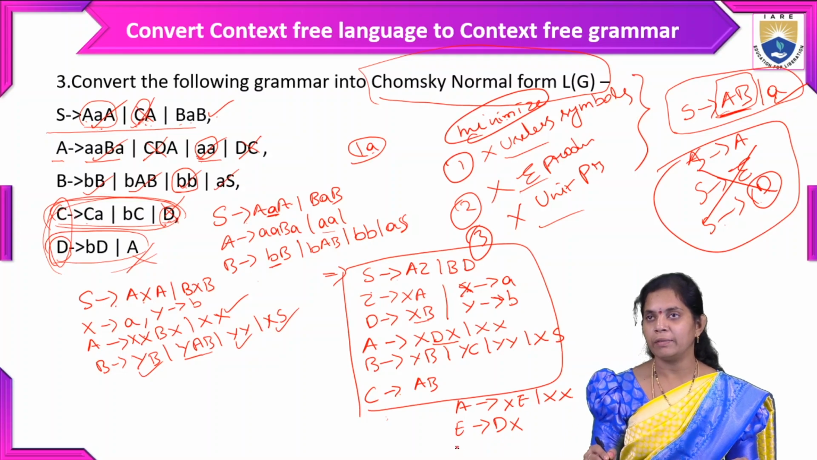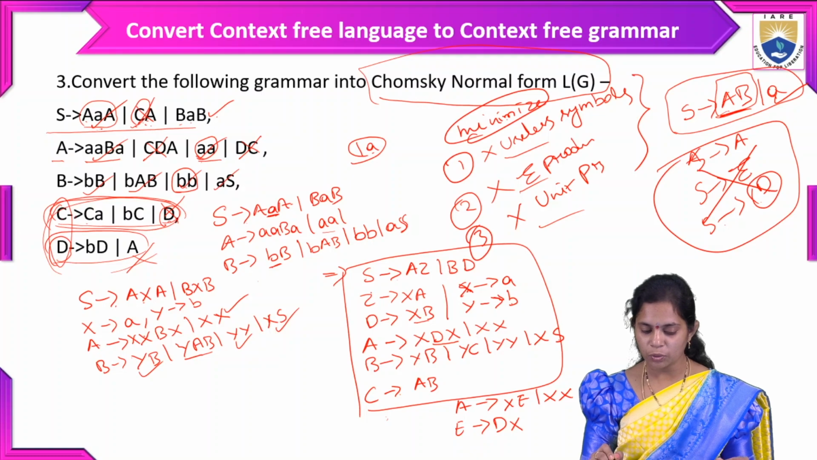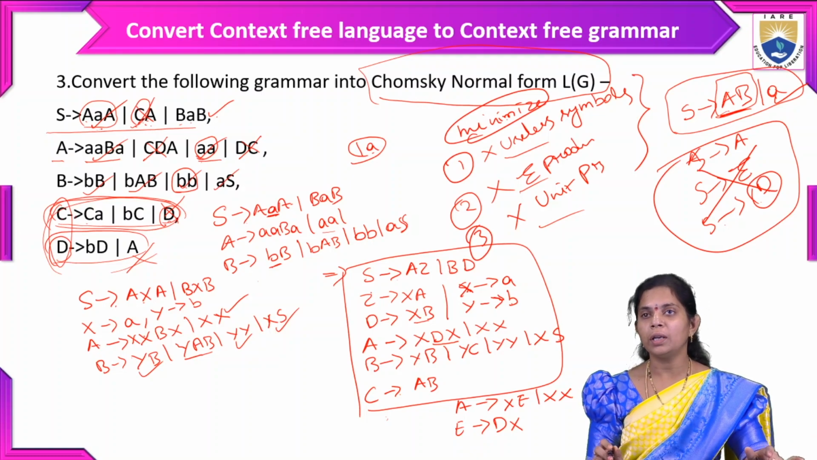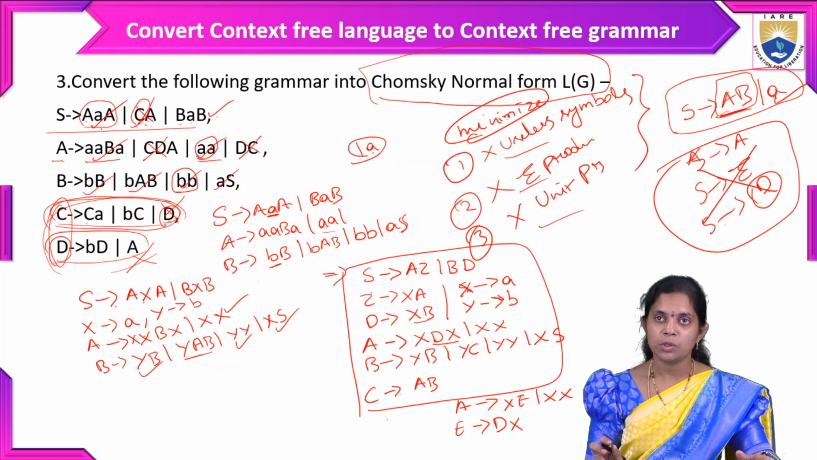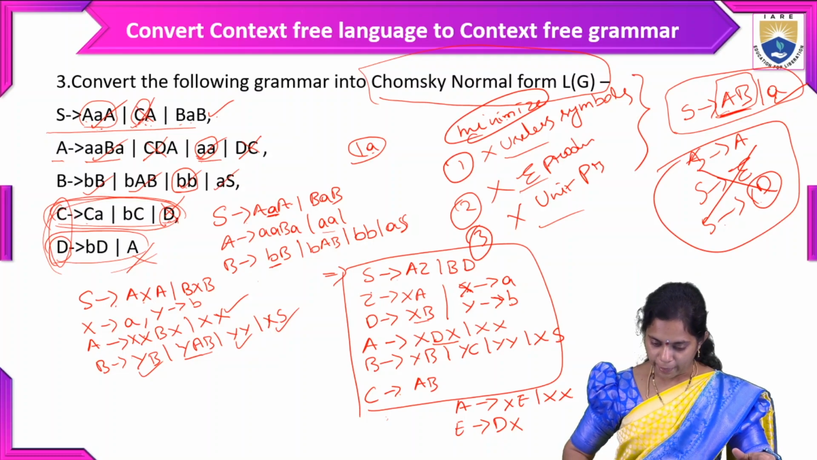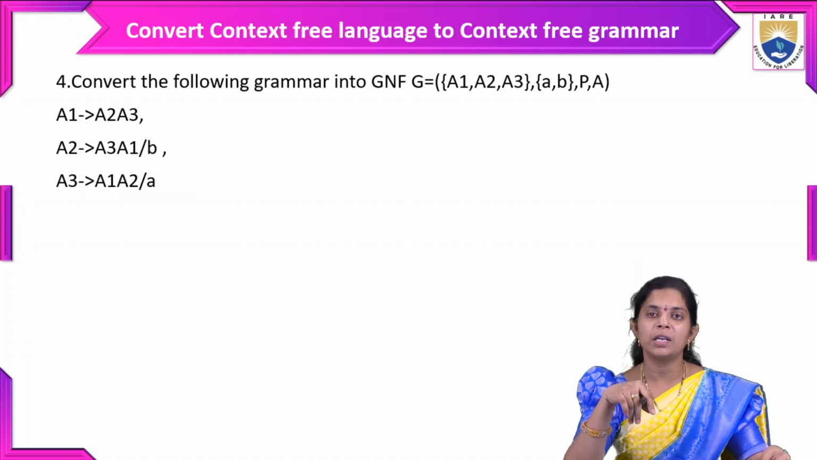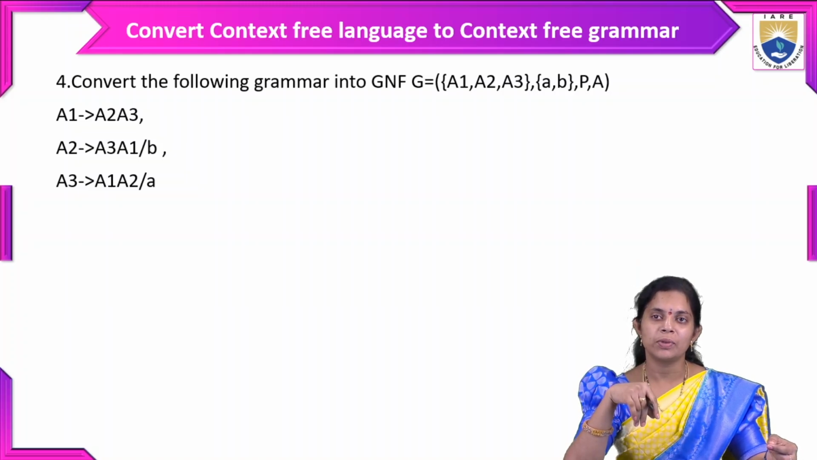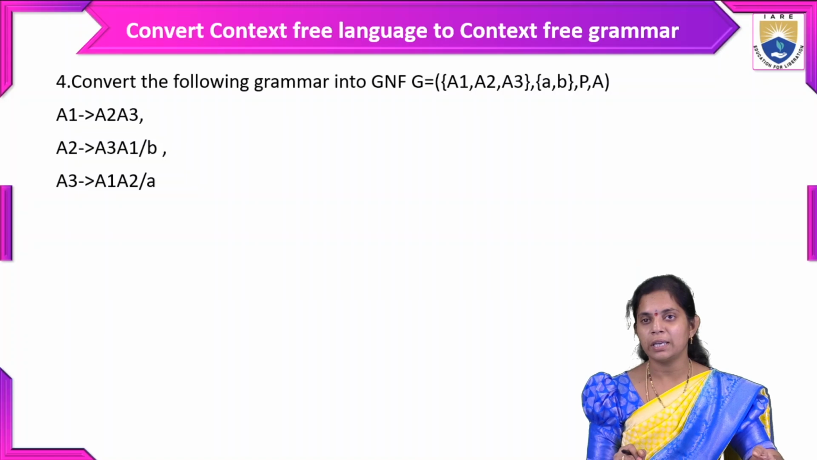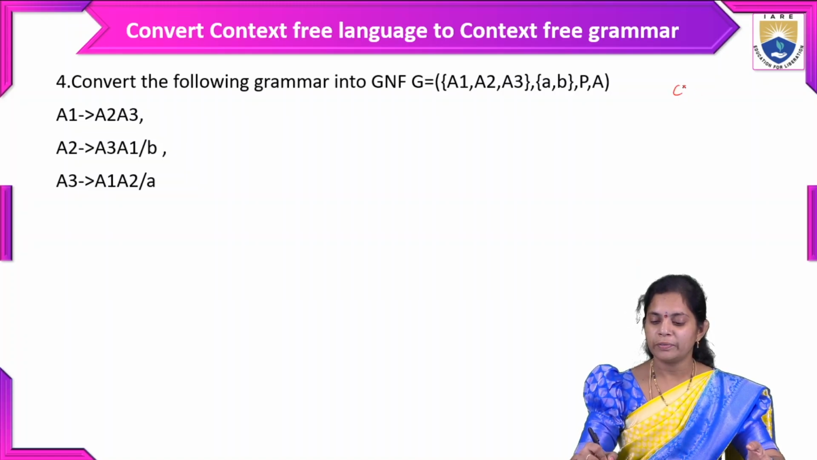So in the CNF, like this we need to convert the given grammar into Chomsky normal form. So this is one type of question. And one more: given a context free grammar, we need to convert it into Greibach normal form. So we have two types of normal forms. One is CNF, the Chomsky normal form, and the second one is the Greibach normal form. The first one, CNF, we already discussed. For CNF we need to write the grammar with S tends to two non-terminals or a single terminal value.